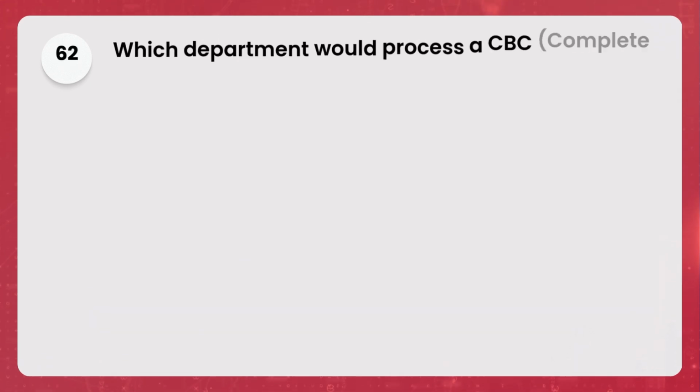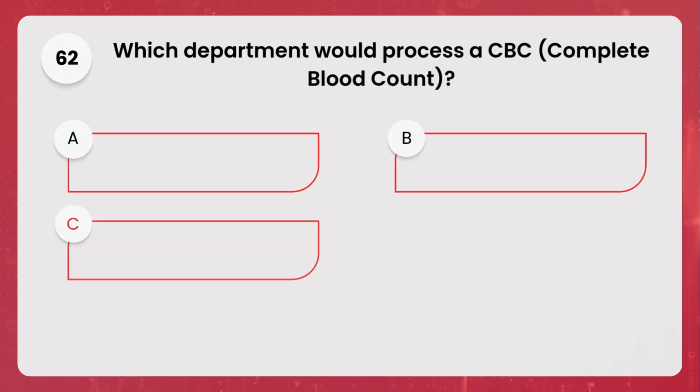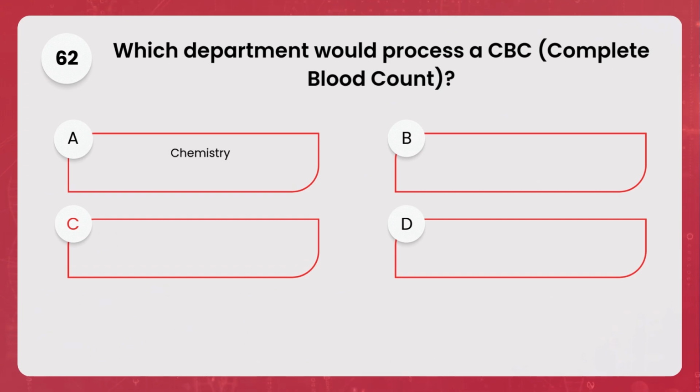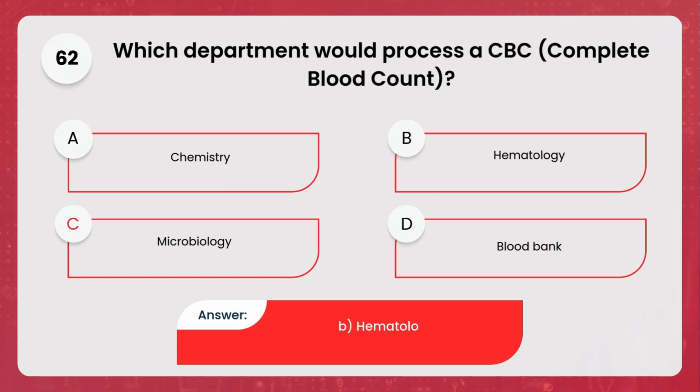Number 62. Which department would process a CBC, complete blood count? A. Chemistry. B. Hematology. C. Microbiology. Or D. Blood bank. The answer is B. Hematology.